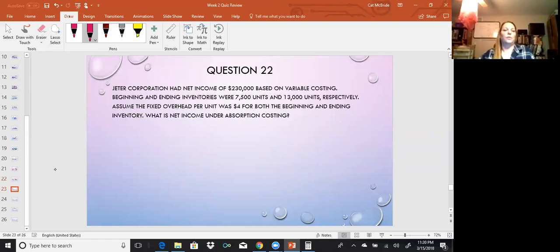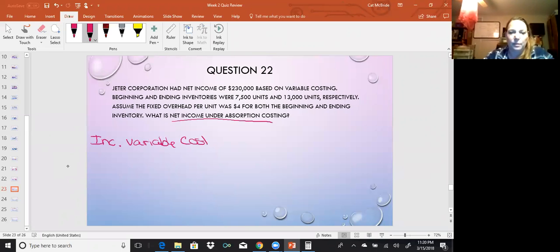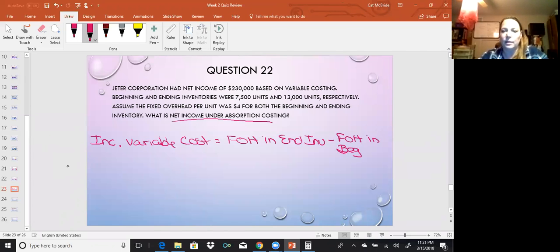Question 22. All right, income under absorption costing. We're going to take our income from variable costing equals my factory overhead, because that's still in ending inventory, minus my factory overhead in beginning inventory, because they're giving us different information.